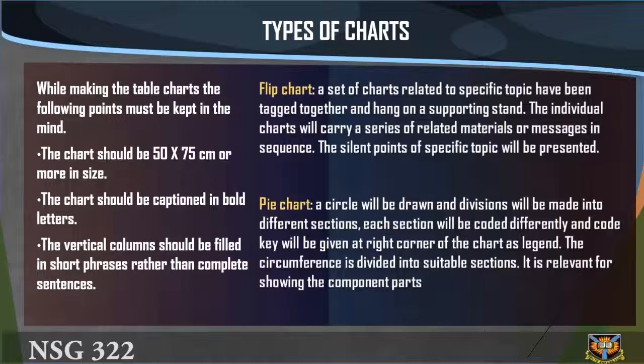Pie charts. A circle will be drawn and division will be made into different sections. Each section will be coded differently and a code key will be given at the right corner of the chart as legend. The circumference is divided into suitable sections. It is relevant for showing the component parts.